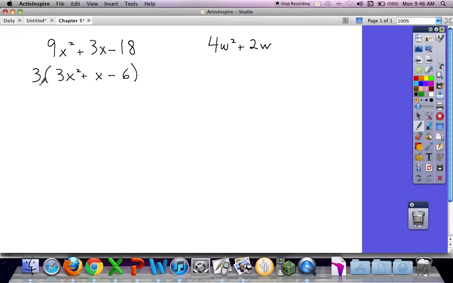So we've taken out the common factor outside parentheses, and we've left behind the terms that would be left if I divided each term by the common factor. Right? It's kind of a reverse distributive property. And you should be able to go backwards now. Multiply distributive, 3 times 3x squared, 9x squared. 3 times x, 3x. 3 times negative 6, negative 18.